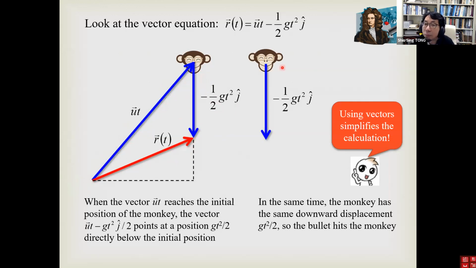Now, so when you use vector, you see that simplifies a lot of calculation. You don't need to do any calculation, and you immediately see why it will hit the monkey. Okay, and that is a miracle. I think, I mean, not a miracle, but something that is worth looking at. That is interesting. Okay, so vector actually simplifies a lot of calculation.